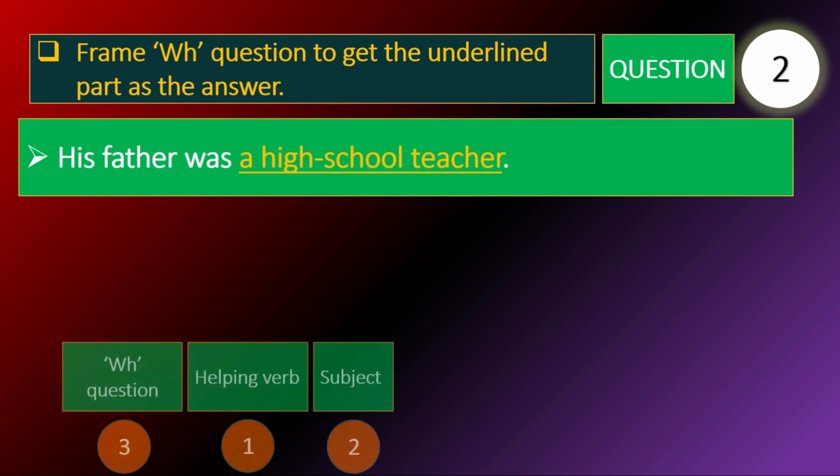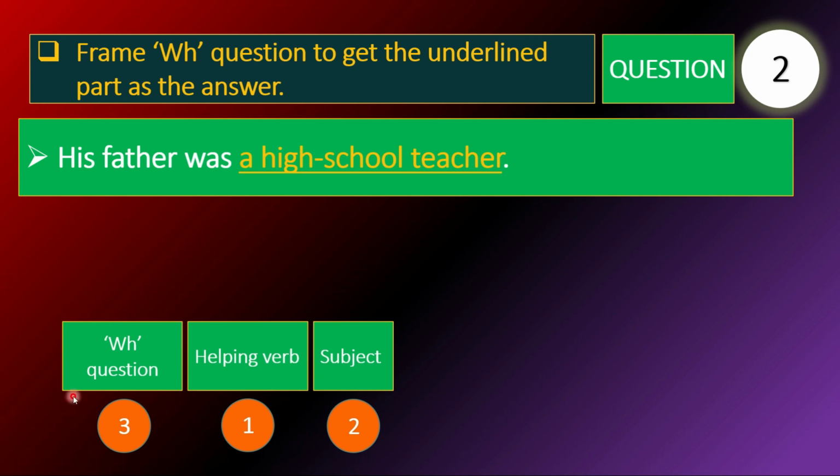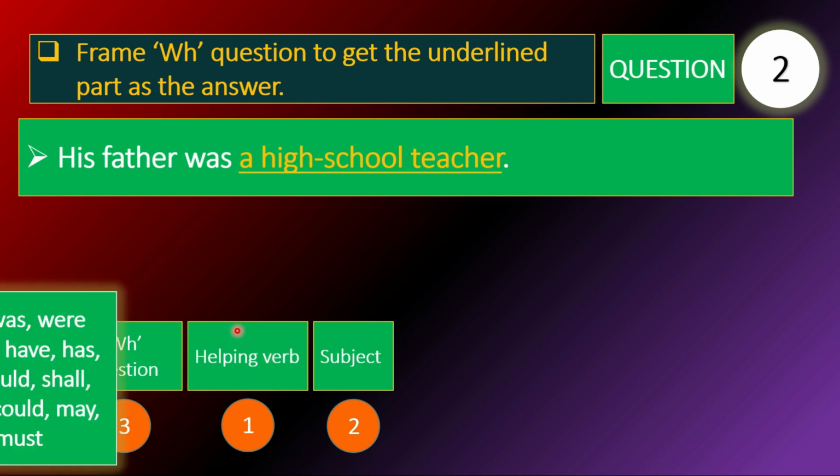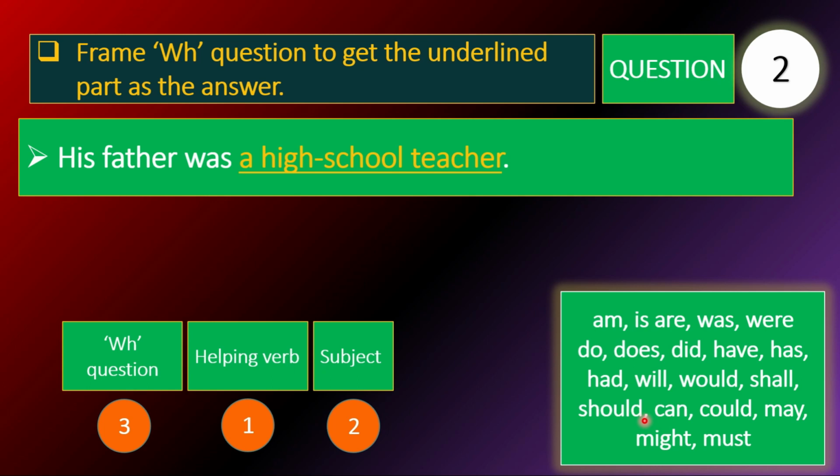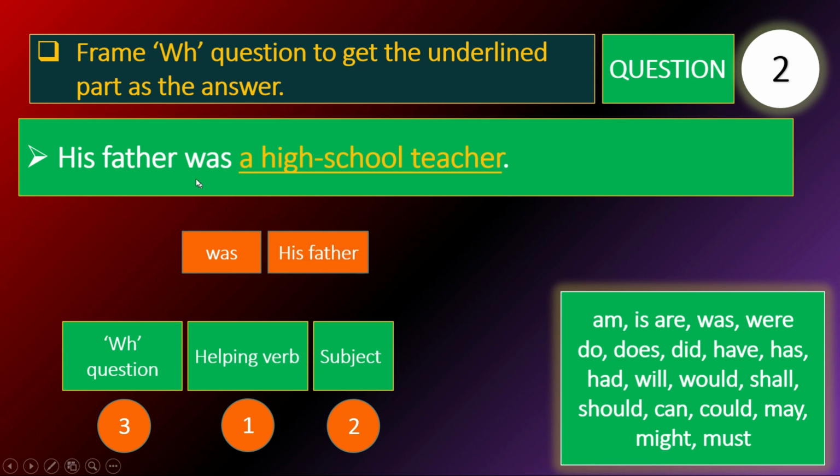Let's see the structure that we need to use. WH question, but before that we have to begin with a helping verb. We have the list here, and then we have to use the subject. Then you add the WH word at the beginning. Look at this here. Was is the helping verb because we have it in the example sentence, was, and his father, we use the subject. Now the only thing that remains is adding a WH word. We have already discussed that what should be used here.